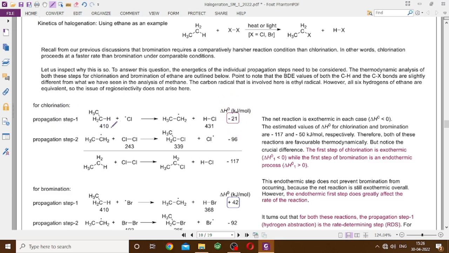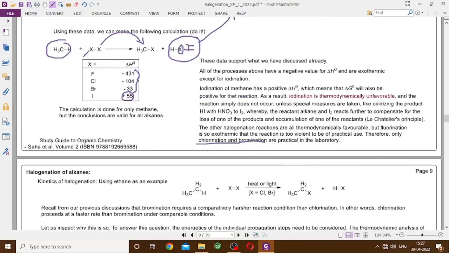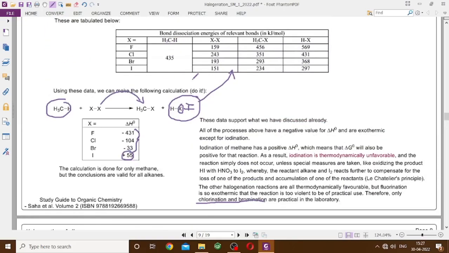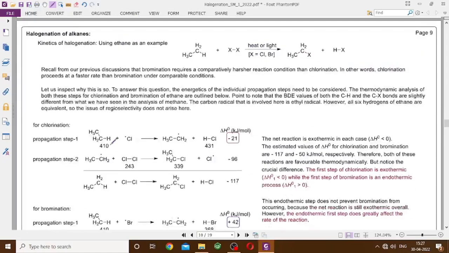For chlorination, the first step is exothermic by 21 kcal. The second propagation step is exothermic by 96 kcal. Overall, the delta H0 is 117 kcal exothermic. This will not be similar to the methane case, because here we had methane and the bond dissociation energy of the CH3-H is fundamentally different. That was like 435. For ethane, it is only 410.